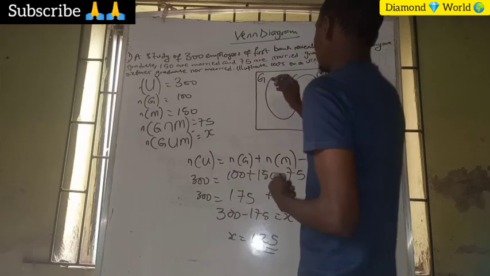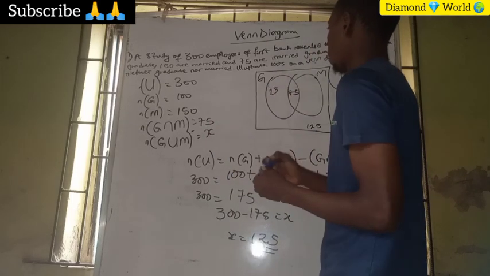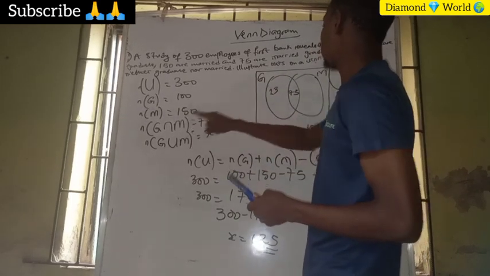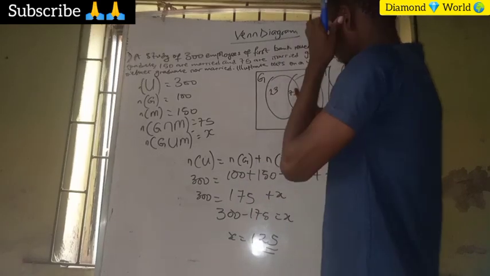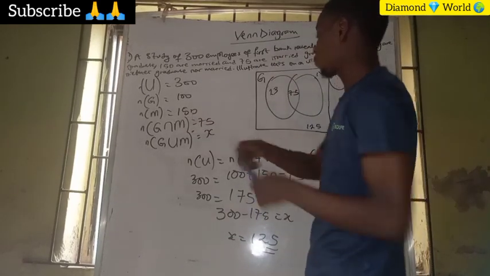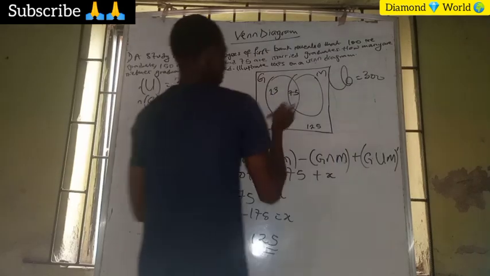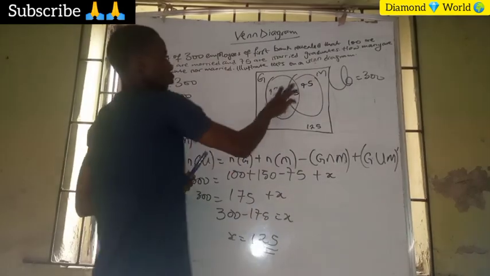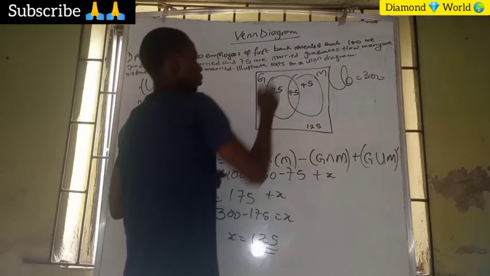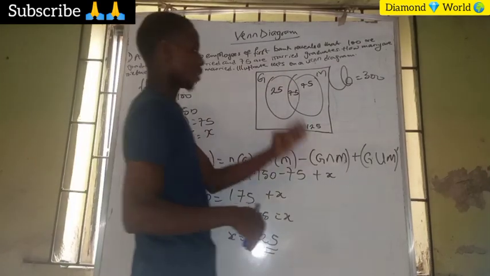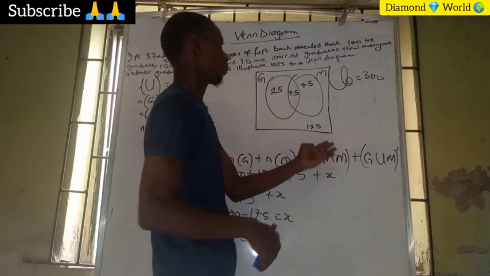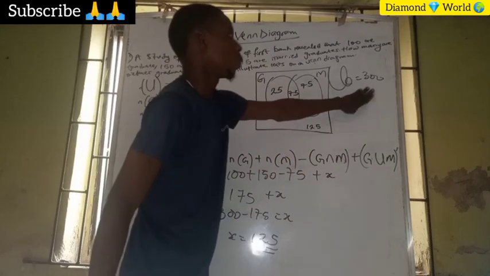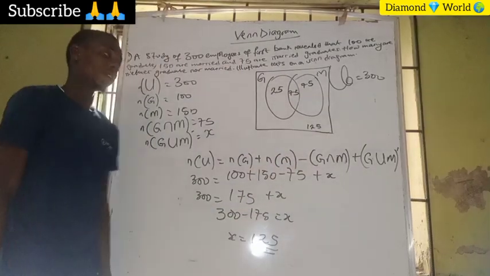100 minus 75, that will give us 25. 150 minus 75, that will give us 75. So we have 25, 75, 75. When we sum up everything together, we have 300.